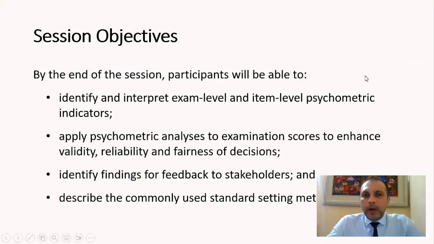Today, we aim that by the end of the session, we should be able to identify and interpret exam level and item level psychometric indicators. Item means question here. Apply psychometric analysis to examination scores to enhance validity, reliability, and fairness of decisions. Identify findings for feedback to stakeholders based on their psychometric analysis, and describe the commonly used standard setting methods.